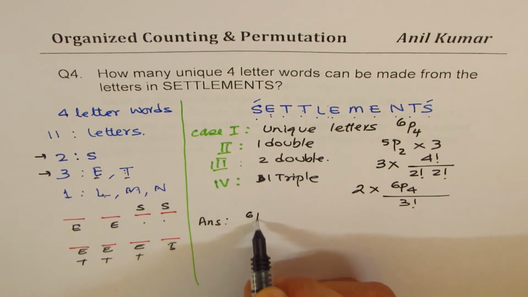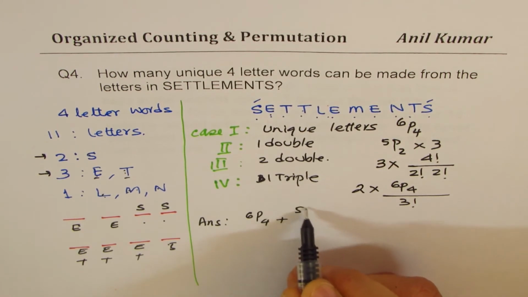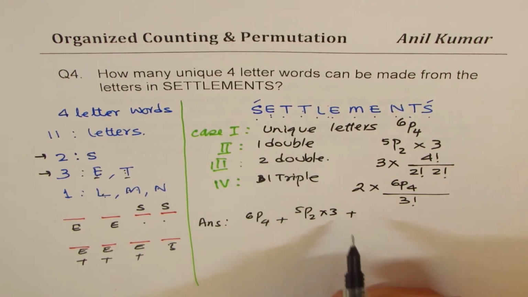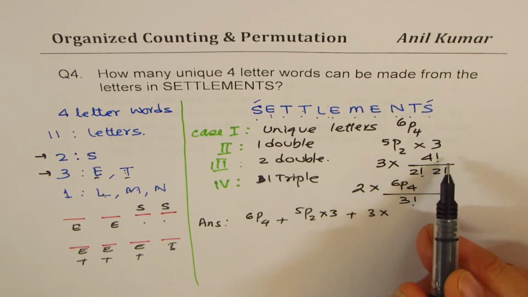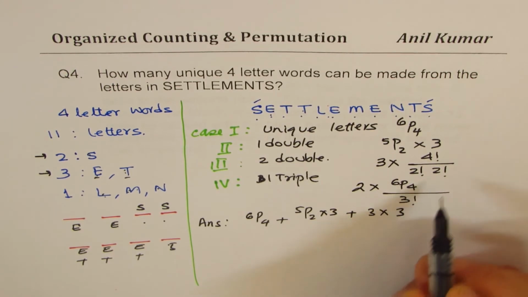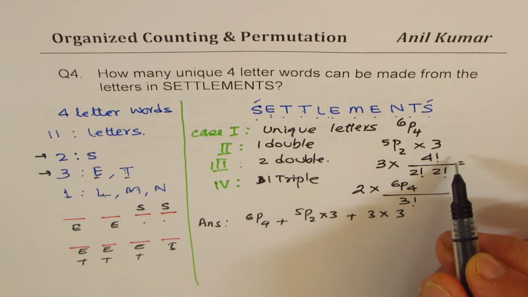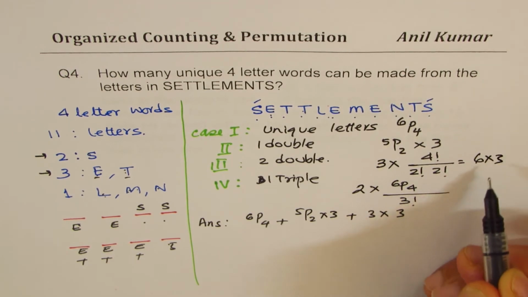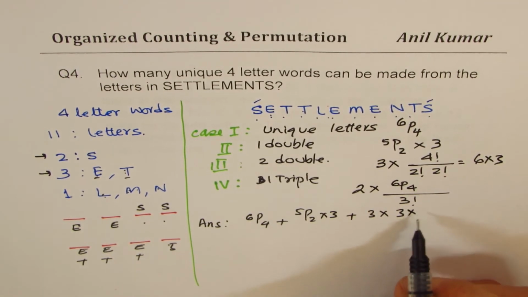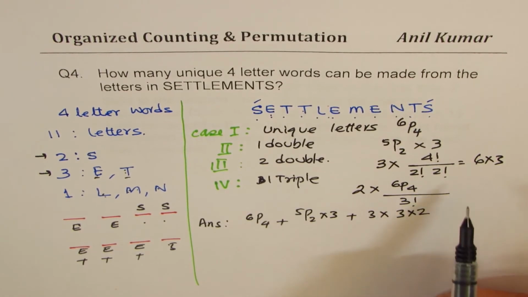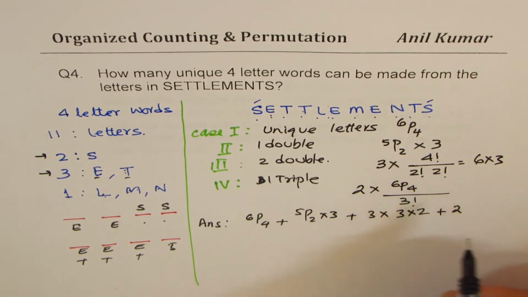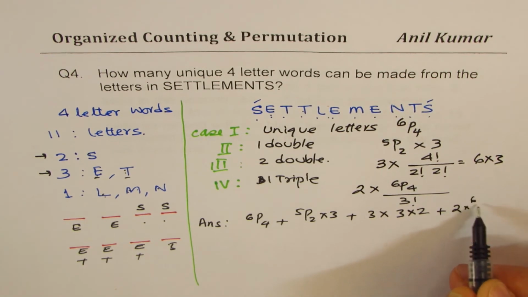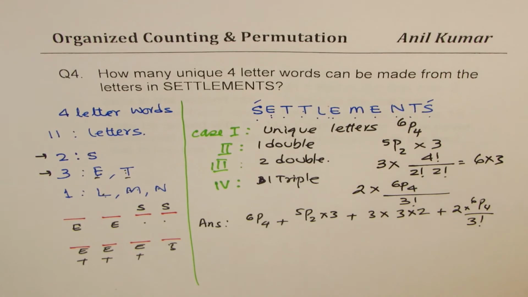So we have 6p4 plus 5p2 times 3 plus 3 times 4 factorial, which is 4 times 3. Let me write here 3 times 3, okay? So this is 9 times 4 times 3 times 2, which is 6, right? 6 times 3, 18 actually. Okay, so let me write this as 3 times 2, okay. Now plus 2 times 6p4. Well, let's not bother about it. 6p4 over 3 factorial. We'll use a calculator.